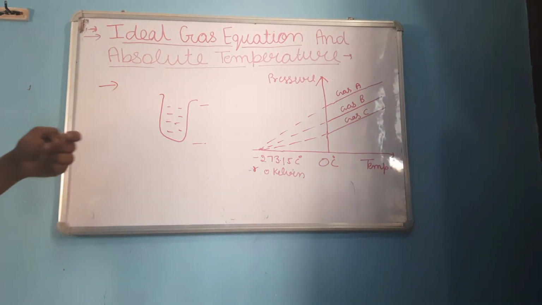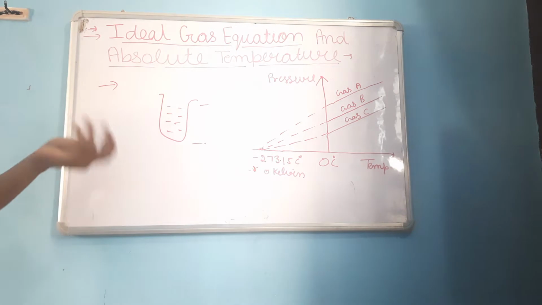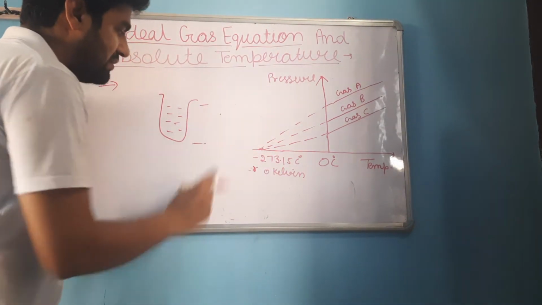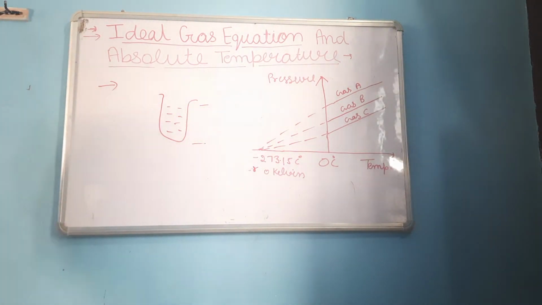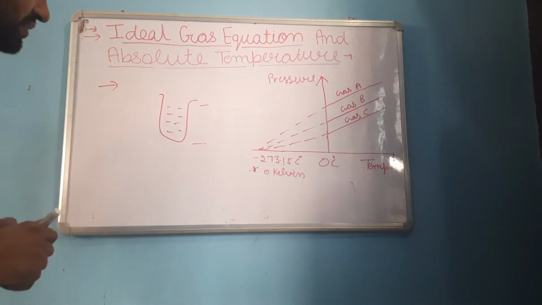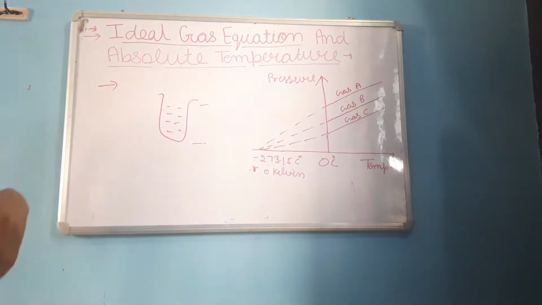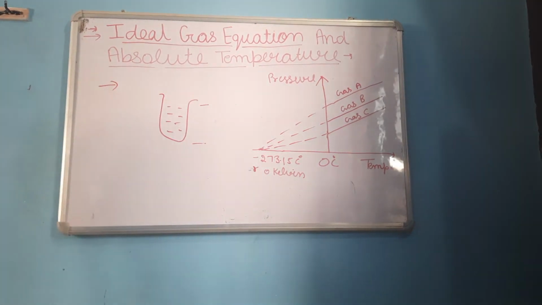Like for mercury, we have the Celsius scale, and for alcohol as a liquid, we get the Fahrenheit scale, in which the freezing point and boiling point were different. So due to the different expansion and compression properties of liquids, we are not getting fixed points as freezing point and boiling point as we change the liquid in our thermometer. But in the case of gases, this is not the case.